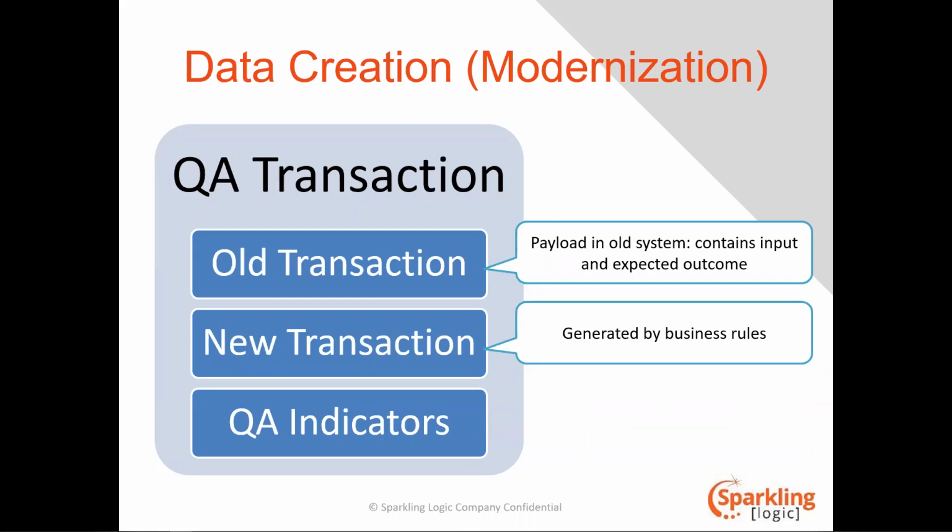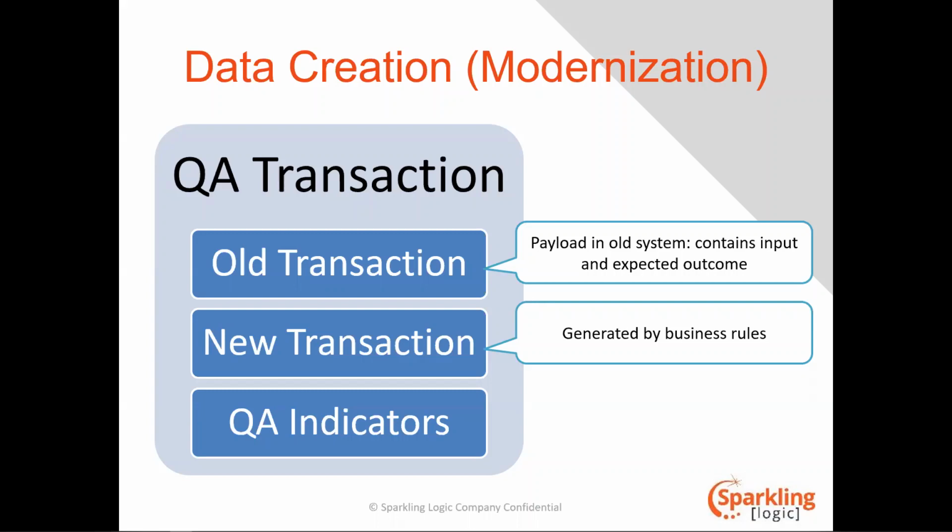In the case of modernization, what we've seen is also slightly different. Instead of being the expected outcome, it would be the full old transaction. It might be the full old transaction that is available in the system, and that will allow you to create the new transaction, following the new data structure, before you run. This is helpful for those cases where you do have the data, but the data is not structured the same way that it was.